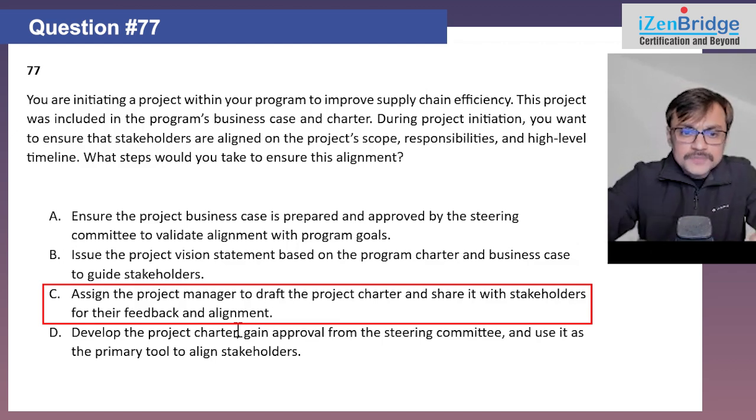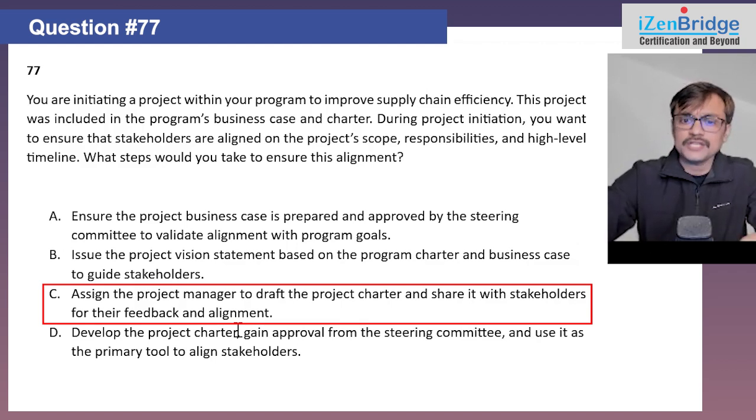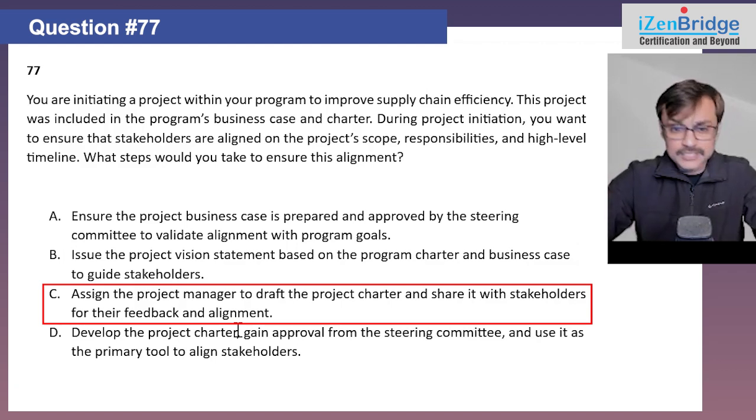Option C, assign the project manager to draft the project charter and share it with the stakeholders for feedback and alignment. Good idea in a way. I like the words project charter, because a project charter is expected to have a high-level scope, responsibility, and high-level timeline. Only, do I need to make the project manager draft it and share it with the stakeholders for feedback and alignment? The governance may become a little suspicious about it.